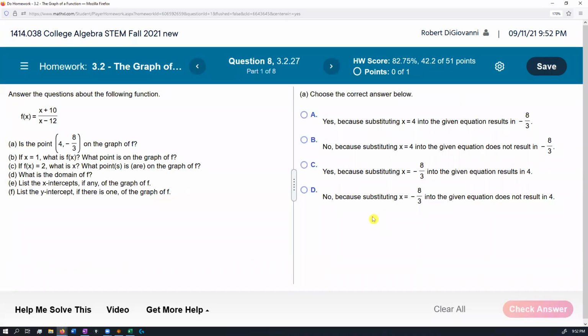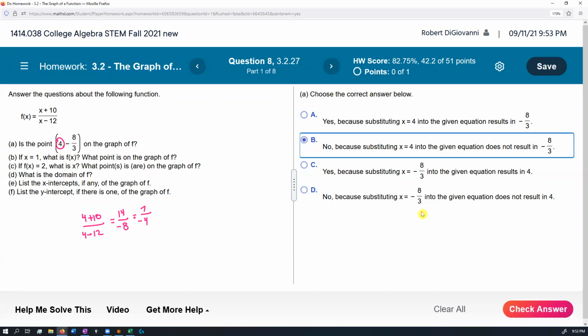Okay, answer the following question. Is this point on the graph? So first thing we have to do is plug 4 in and see what it gets out. So if we do 4 plus 10 over 4 minus 12, we get 14 over negative 8, and that reduces to 7 over negative 4. So when we plug in 4, we need to get 7 over negative 4. So no, that point is not on the graph, because when we plug 4 into the equation, it does not result in negative 8 thirds.